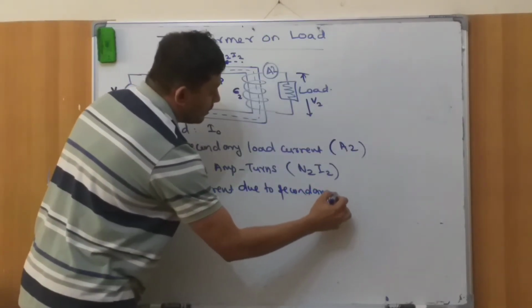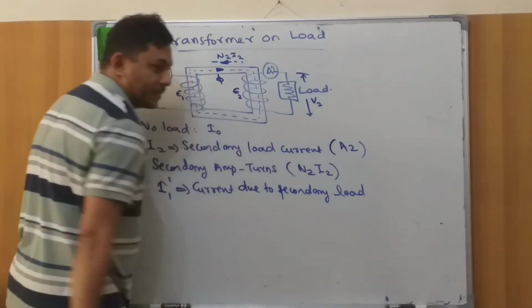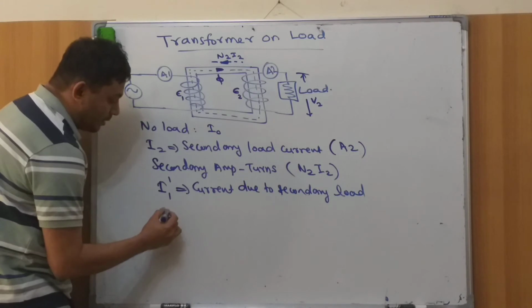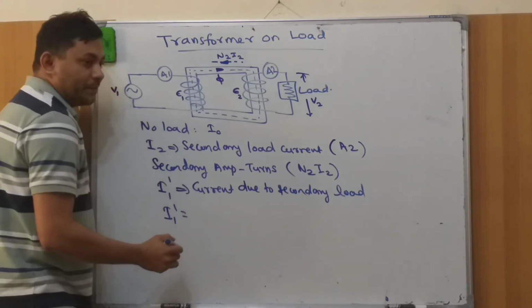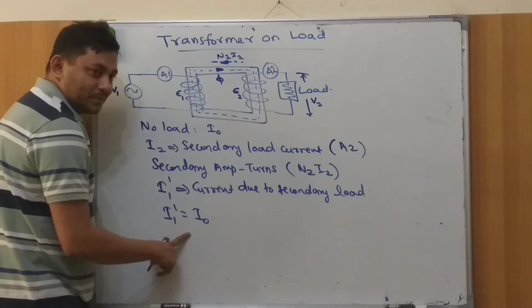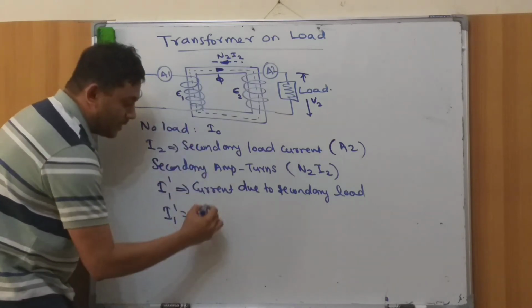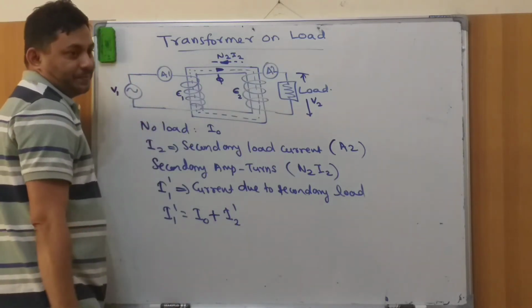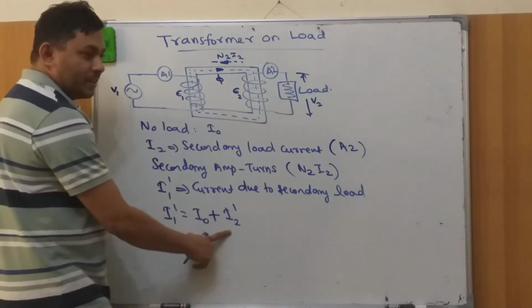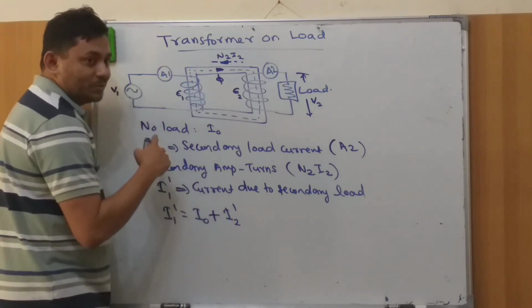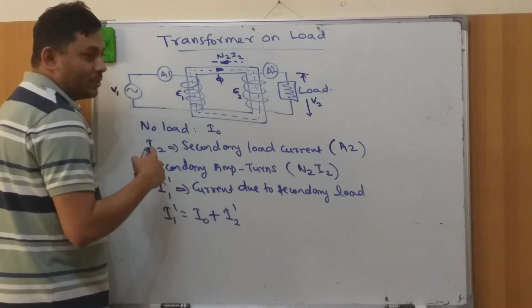Current due to secondary load, correct? And this current I1 dash has got two parts. What are the parts? Earlier we had something called I0, right? That's always there. In addition, you have some current called I2 dash. What is I2 dash? It is nothing but a current in the primary due to secondary current.